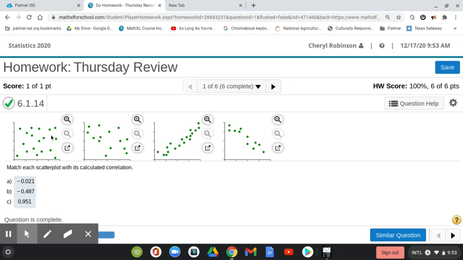Between these two, the first one should have the closest number to 0. And then the second one looks slightly negative. So then that's the one left over. And that's how you do that one.